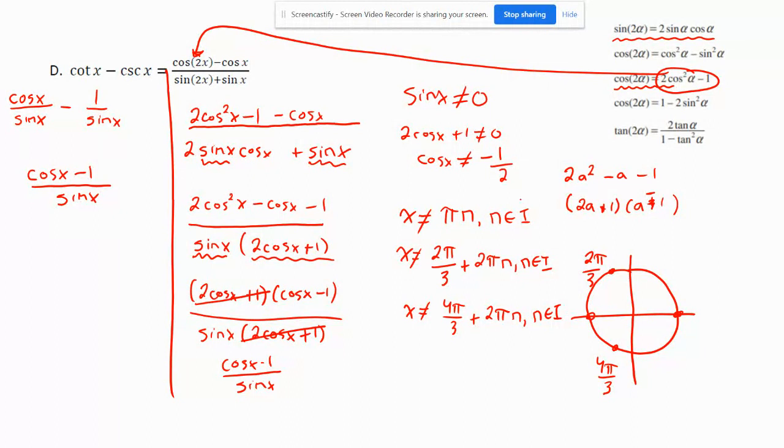Okay, so we've listed our non-permissible values for this case. We've shown our left side equals our right side, which was to be shown. So we've completed this proof, and this was definitely probably the more difficult one that we've done so far.